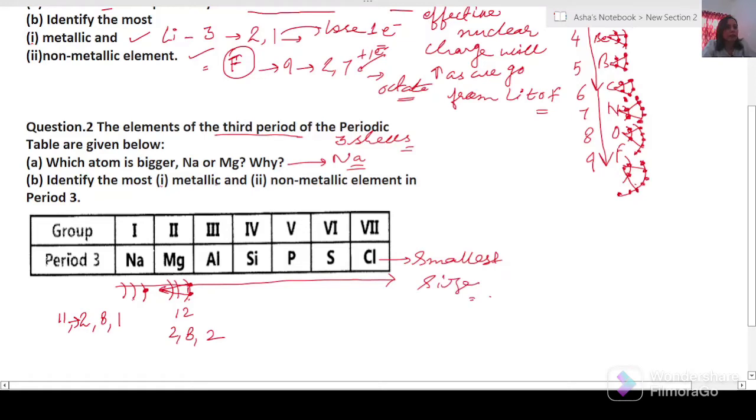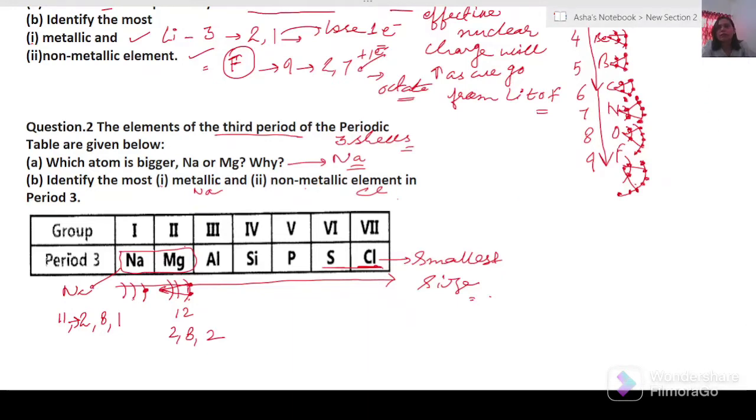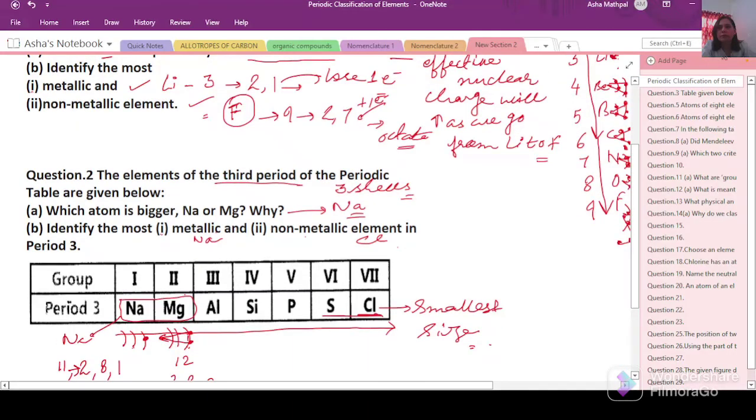Identify the most metallic and non-metallic. Again it is the same type of question which I have discussed in question number 1. So in the beginning they are the most metallic elements, and out of them sodium is the most metallic element, and at the end here they are the most non-metallic element. So you can write here Cl, which is a halogen, right? So let's go to question number 3.